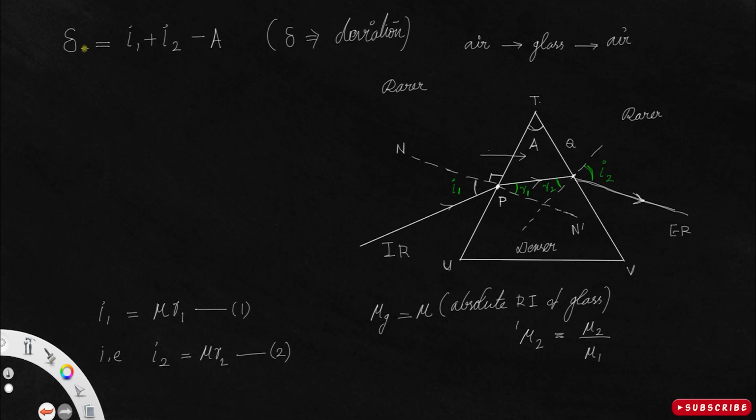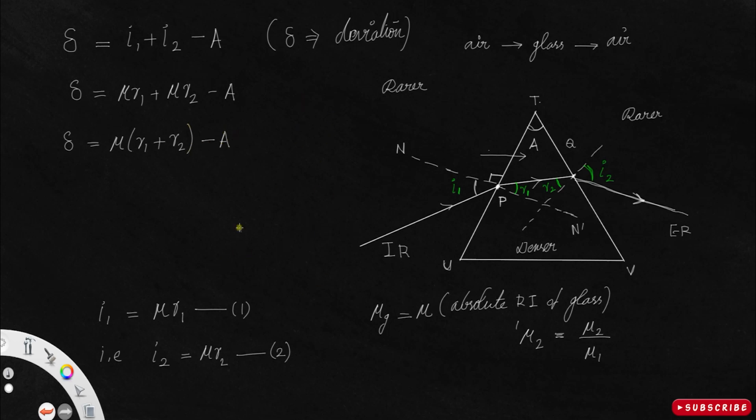Okay, so delta is equal to, here I1 is actually mu R1, so mu R1 plus I2, which is mu R2, minus A. So delta will be mu times R1 plus R2. I can take the mu outside, minus A.